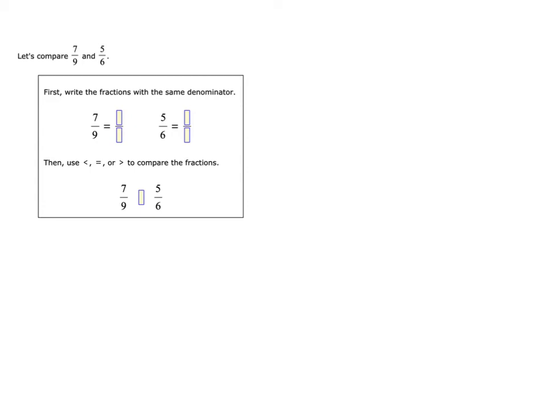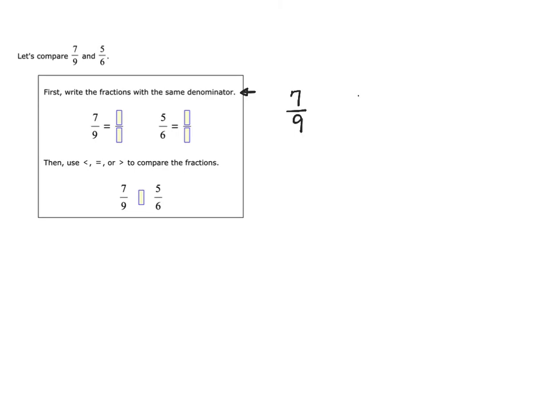In order to compare two fractions, the first thing we need to do is make sure that they have a common denominator. And that's our first step right here. The easiest way to find a common denominator for any two fractions, if you don't automatically see what their lowest common denominator is, is to simply multiply them by each other.